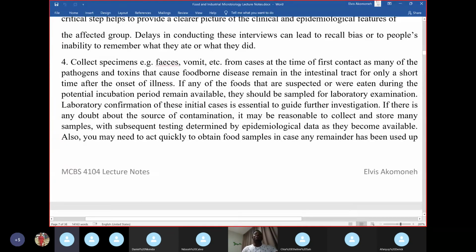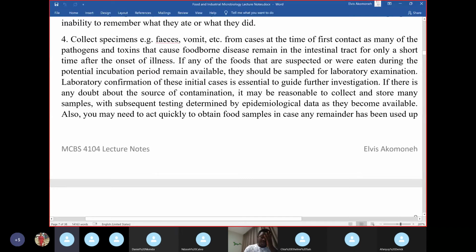The next thing to do is a laboratory investigation. After getting a questionnaire directing you to a particular food and a particular area, you will do a laboratory investigation of the specimen. You could collect feces or vomit from the victim and analyze. You could go to the food area where the person ate from, collect a specimen from the area and analyze.